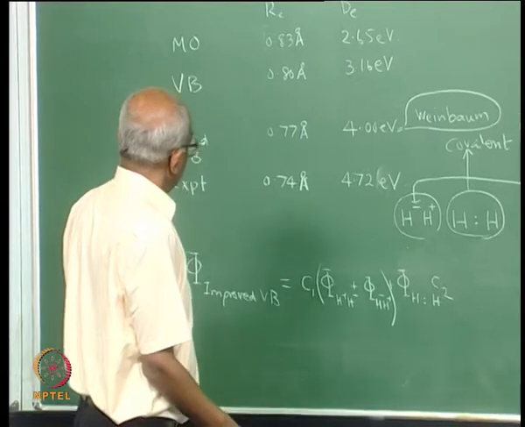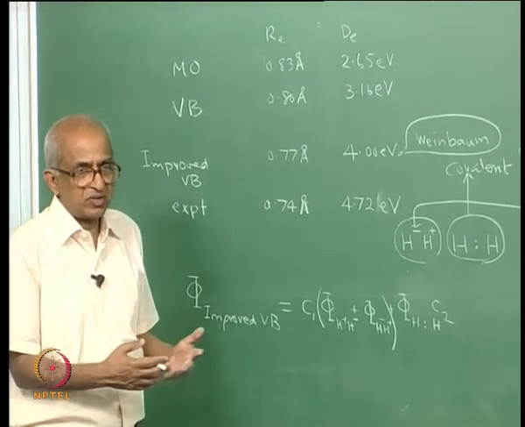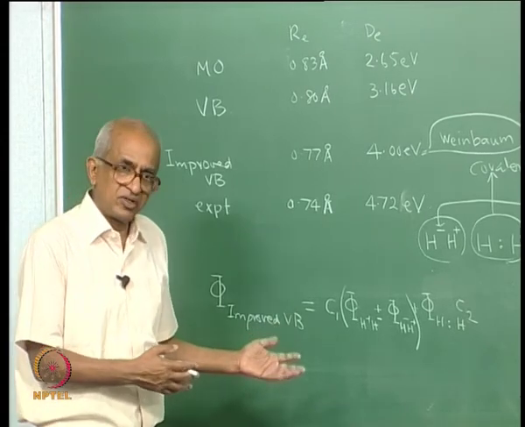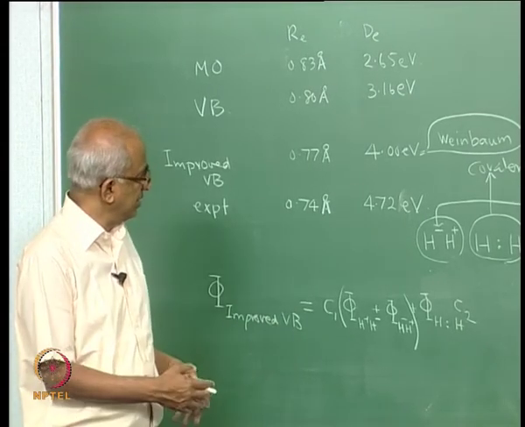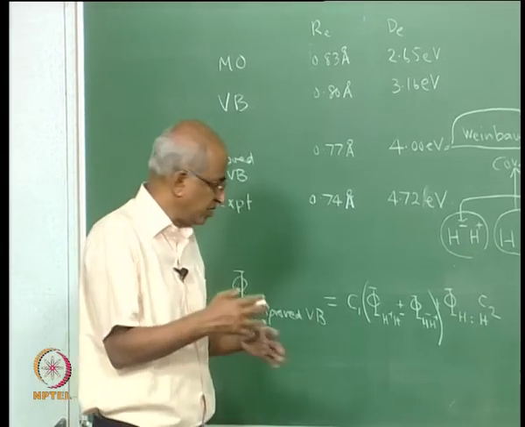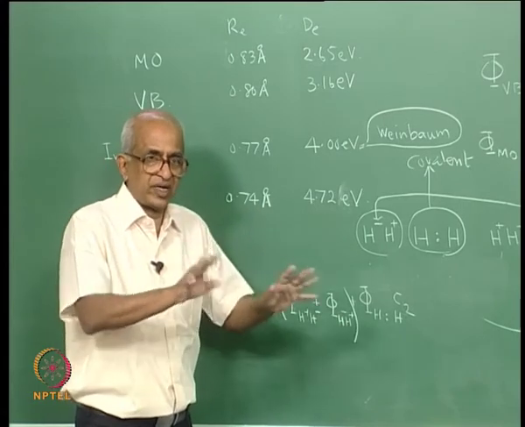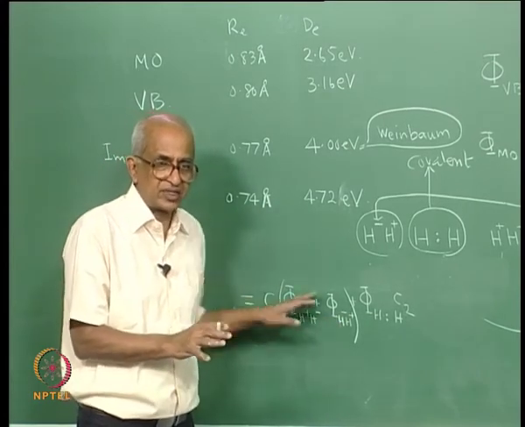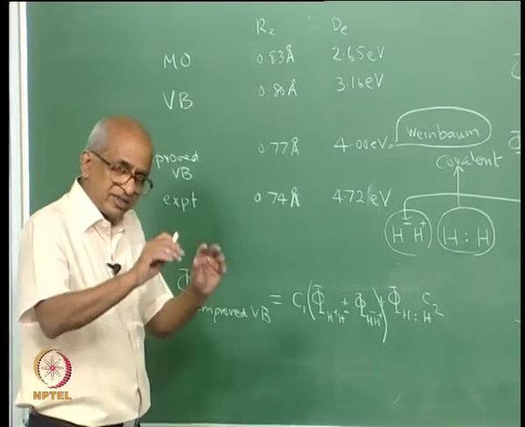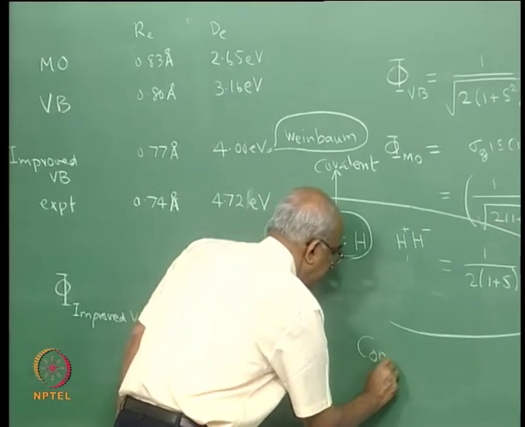Now, you may ask, is it possible to improve molecular orbital theory, and the answer is that yes, it is possible to improve the molecular orbital theory also in a similar fashion. And in fact, if you try to improve the molecular orbital theory, what will happen is that you will get exactly the same kind of function. When you look at it in detail, you will find that the function is of this form, and such procedures are known as configuration interaction procedures.